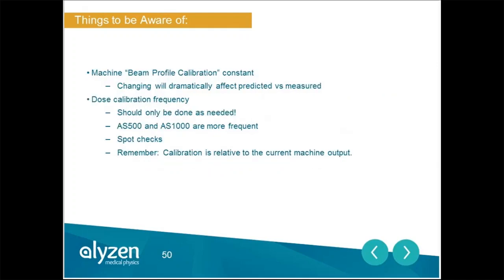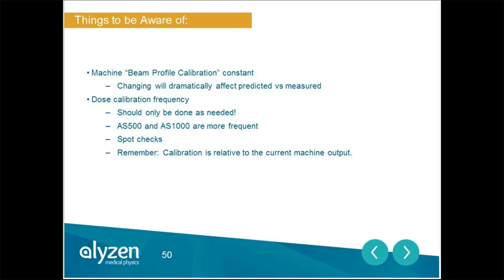I want to reiterate that the machine beam profile calibration, once you set your portal dosimetry algorithm, never needs to be changed. It should always be the same. The intensity profile that you're using in PDIP is dependent on the profile correction that you put onto the panel. The other thing that I want to talk about is how often do we need to calibrate the dose on the panel? You should only ever do it as needed.